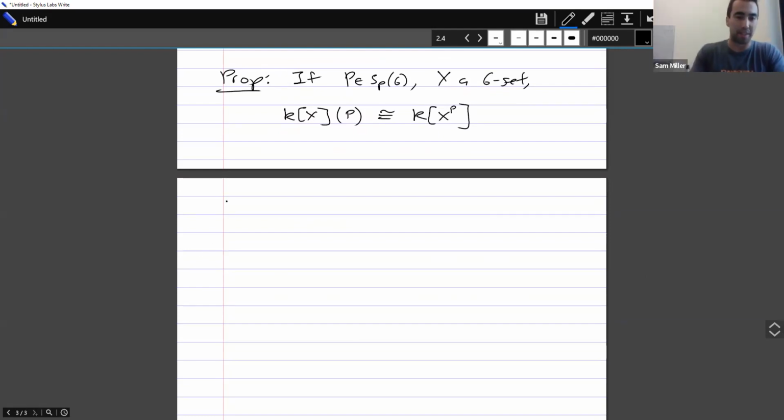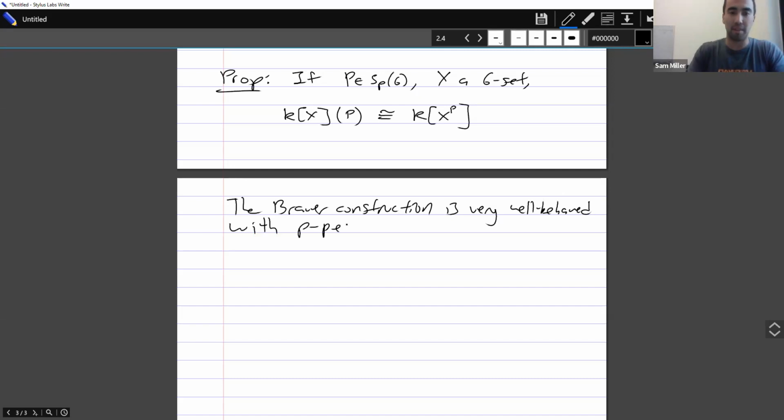And so the last thing that I want to mention is that the Brauer construction is very well behaved with p-permutation modules, just like how taking fixed points is very well behaved and quite interesting when studying G sets. So I'll just rattle off a few propositions. Let M be a p-permutation module. Then the following things hold.